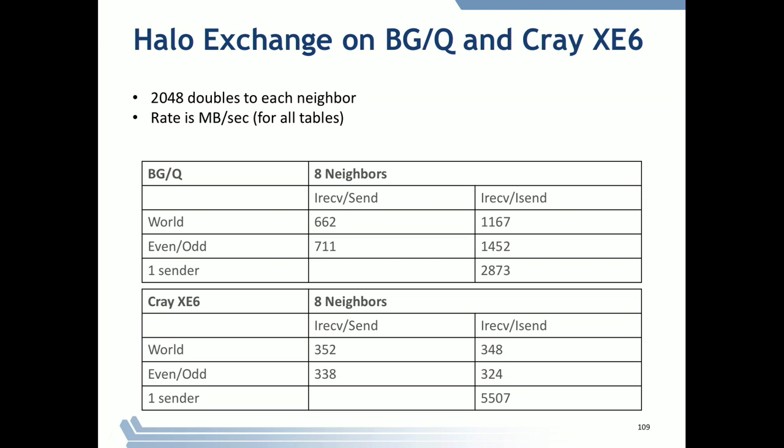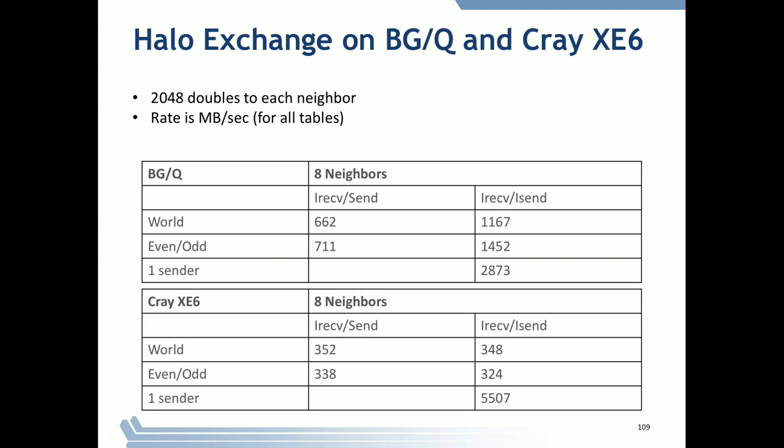The code is just sending 2,000 doubles, so 16 kilobytes, to each neighbor. Numbers in the table are megabytes per second. And this is BGQ. So if I use COMM_WORLD, well, first I did the example, the Irecv and send example from the morning. So I do all Irecvs, then everybody does their sends, and get an effective communication rate of about 660 megabytes per second. If I used a different layout, it was about the same at 711.